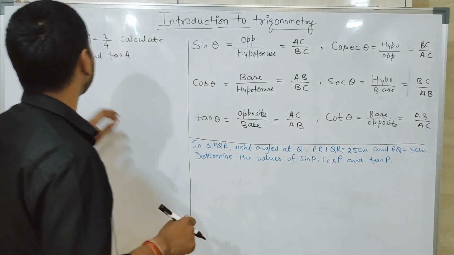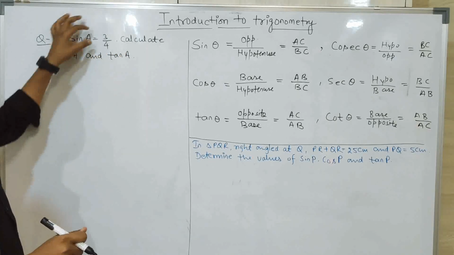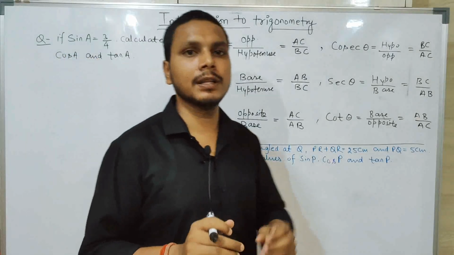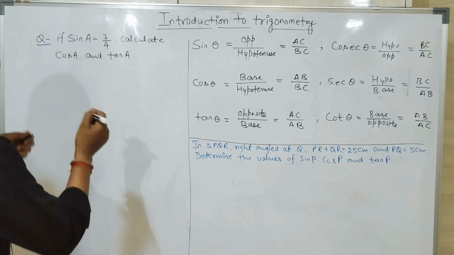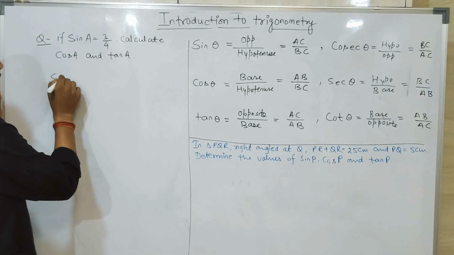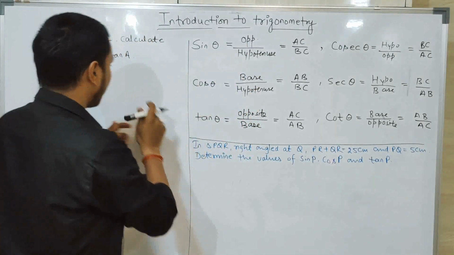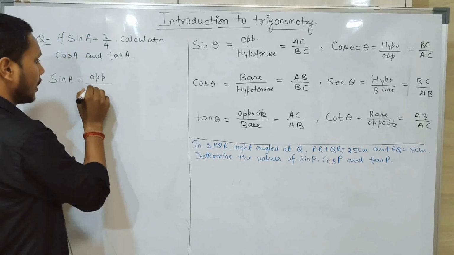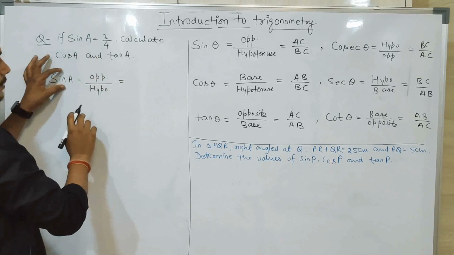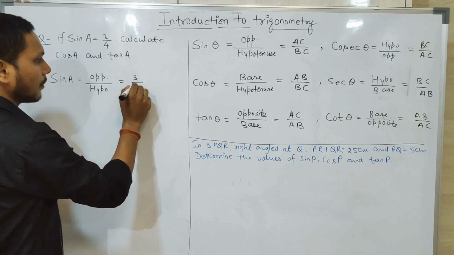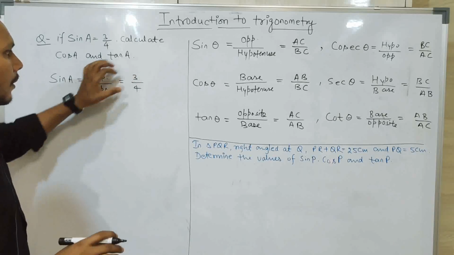Okay, now take another example here. If sin A equals 3 by 4, now calculate cos A and tan A. So basically the sides are not given. Here the value of sin A is given in the form of 3 by 4, the ratio of the sides. We know that sin theta equals opposite upon hypotenuse. And we can write sin A equals 3 by 4. But we never write that opposite equals 3 and hypotenuse equals 4 because it's the simplest form.